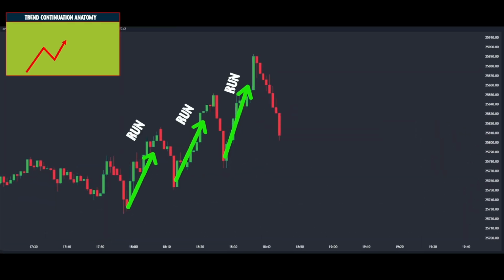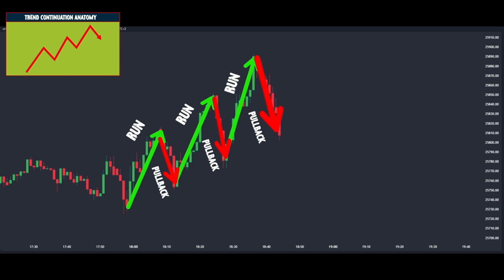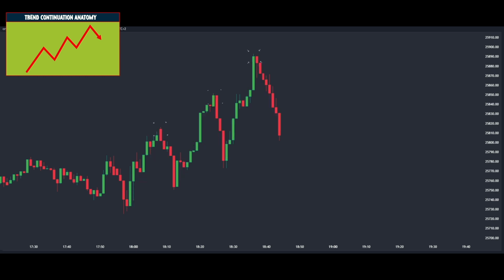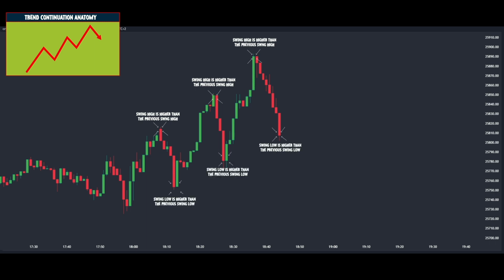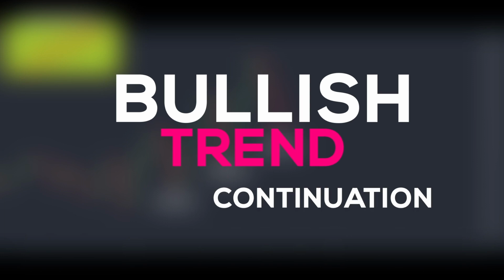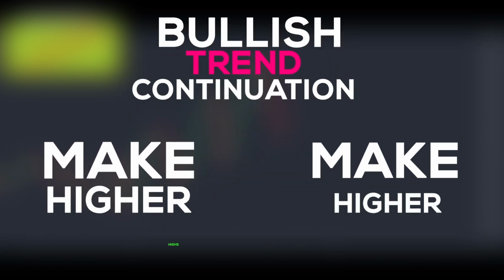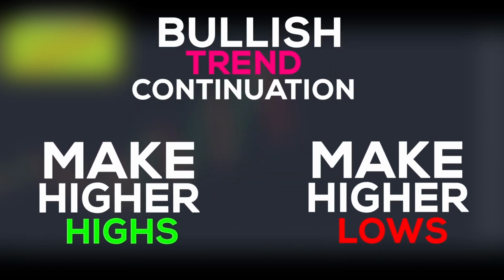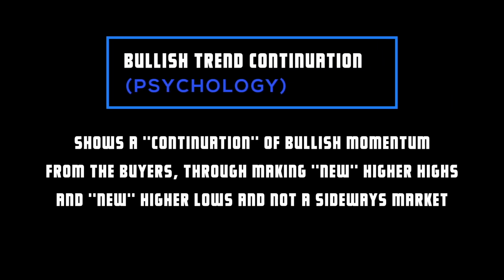A bullish trend continuation pattern has the runs and the pullbacks. The swing highs are higher than the previous swing highs. Also, the swing lows are higher than the previous swing lows. This means a bullish trend continuation pattern makes higher highs and higher lows. From a price action standpoint, it shows a continuation of a bullish momentum from the buyers through making new higher highs and new higher lows and not a sideways market.